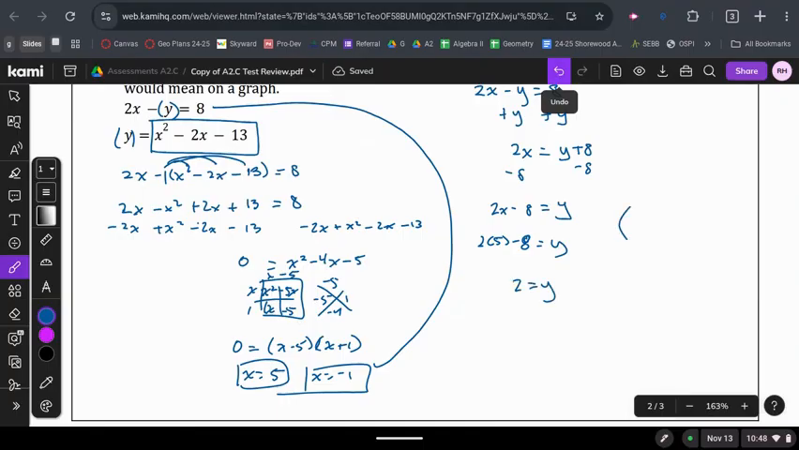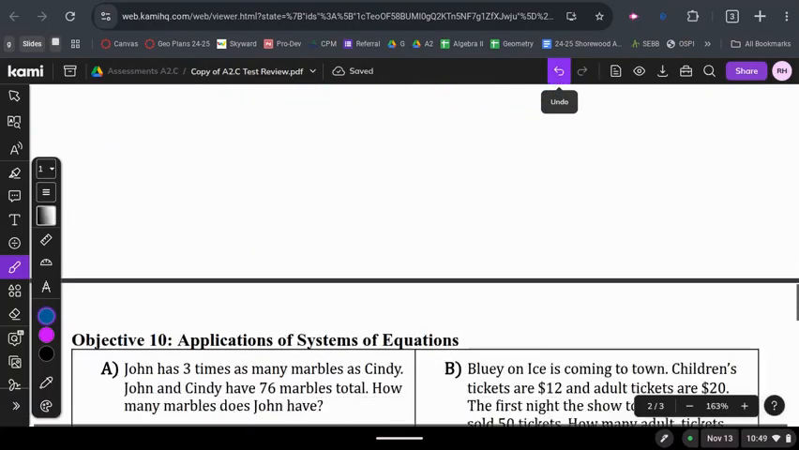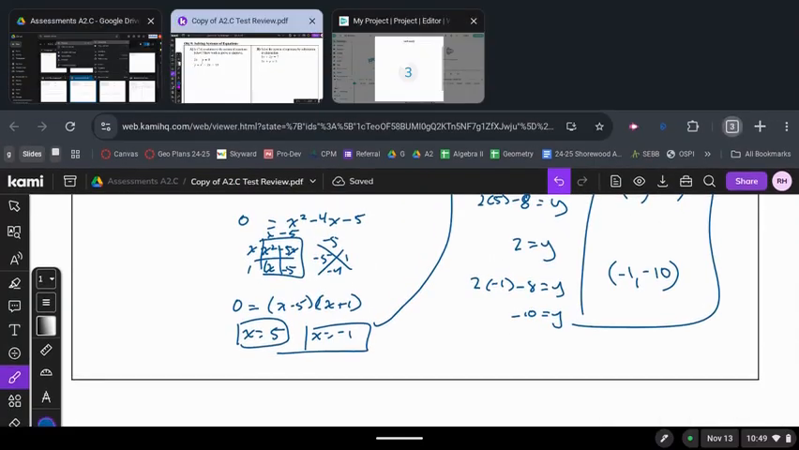So when I substituted in 5, I got 2. And then for the other one, 2 times negative 1 minus 8 is negative 2 minus 8, or negative 10. So when I substituted in negative 1, I got negative 10. So these are your two solutions, the 2 points where they intersect. Yep, that's the end of that objective.